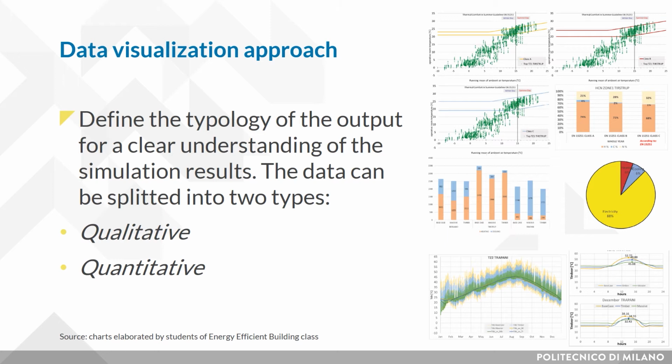Quantitative data refer to datasets that can be measured. A typical quantitative data analyzed in building design is represented by the temperature level or by the energy use intensity. The best charts for this data are line charts, bar, and column graphs.